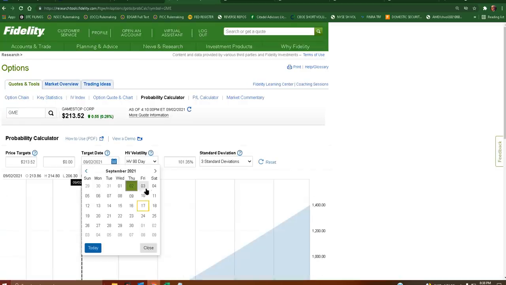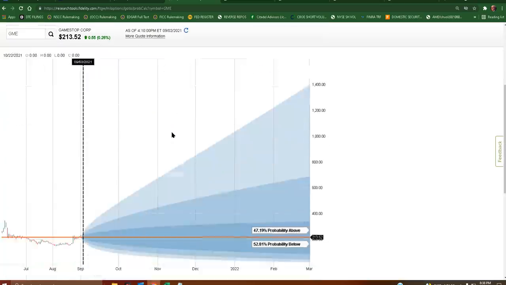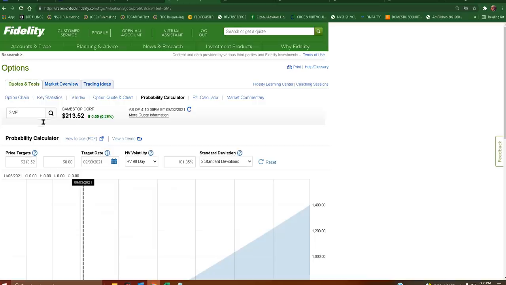So for the calculator now, change the date to 9/3. All right, 47.19 above, 52.81 below. Much better than yesterday, but still underneath that 50% mark. I'm still going to go with the upside tomorrow. I think we're going to continue the run. Even if it's a flat day, I still think we flip green. So we'll see. Now let's take a look at AMC, and then we'll take a peek at the options as well.